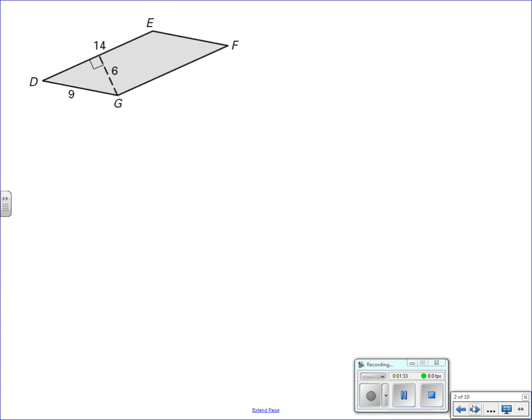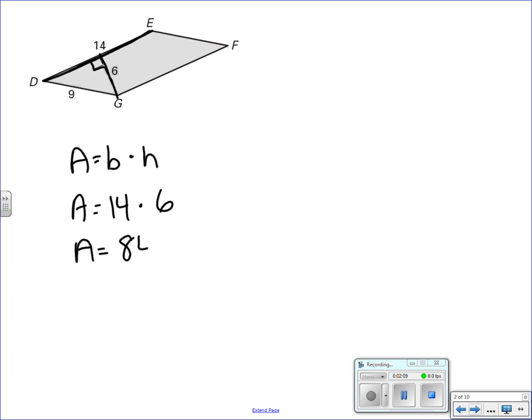So our first example, we need to find the area of that. The area is the base times the height. Okay, so the height is the perpendicular to the base. So here's my perpendicular. The perpendicular is to segment DE, so therefore DE, 14, is the base, 6 is the height. The 9 doesn't matter. So our area, therefore, is going to be 84. I didn't give us units, so you don't have to put units squared.